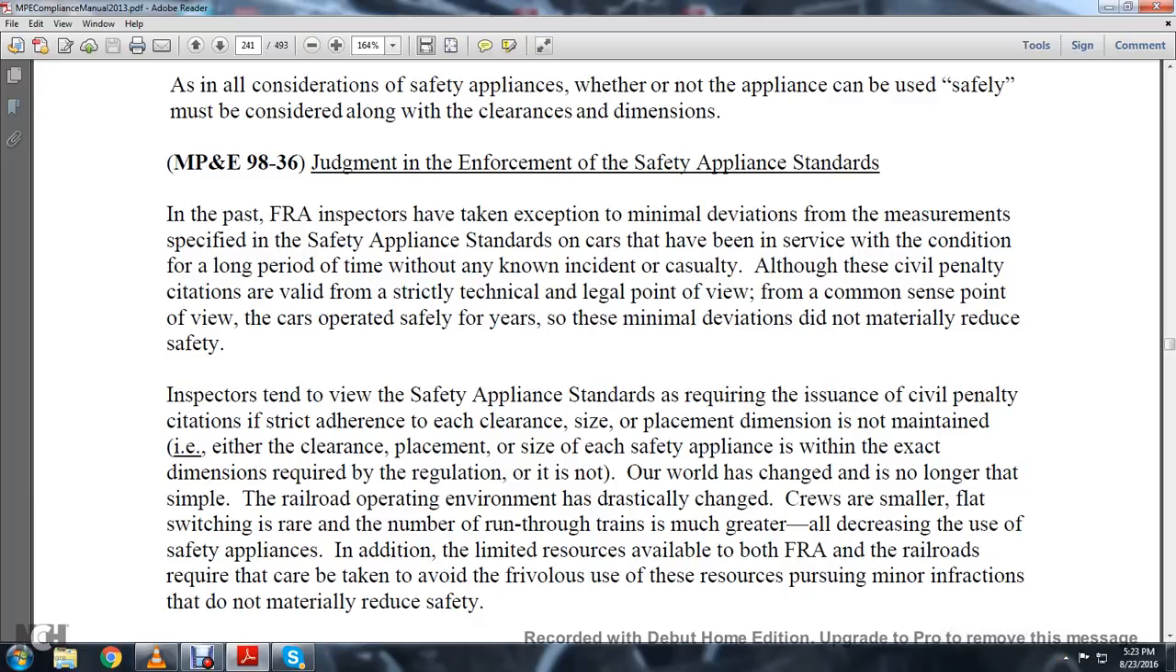Motor power and equipment, 9836. Judgment and enforcement of safety appliance standards. In the past, FRA inspectors have taken exception to minimal deviations from the measurements specified in the safety appliance standards on cars that have been in service for a long period of time without any incident or casualty. Along with civil penalty citations, they are available from a strictly technical legal point of view. From a common sense point of view, the cars have operated safely for years, so the minimal deviation did not materially reduce safety.